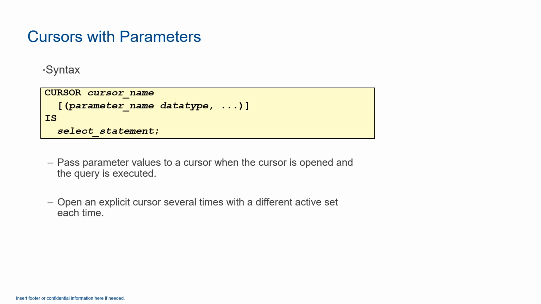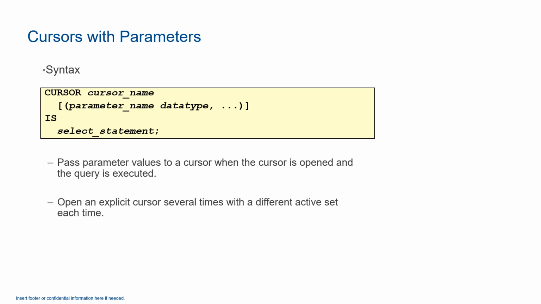Now, cursors with parameters. We have identified that we can use cursors in for loops. Now we can write a parameterized cursor. We can give a parameter name and data type, similarly to how we give them for PL/SQL procedures and functions.